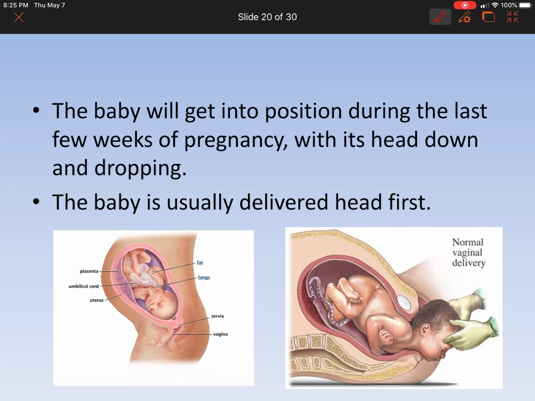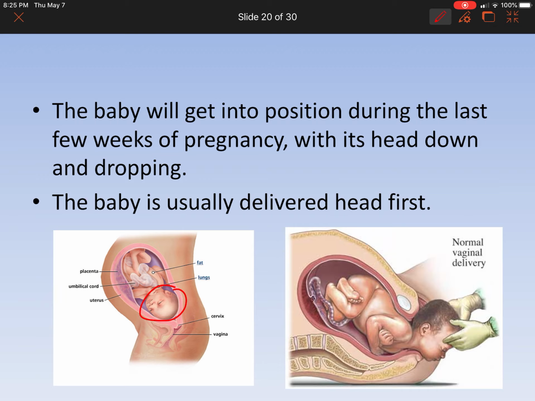So the baby gets into position during the last few weeks of pregnancy. Its head is down and it drops. Sometimes people will talk about that: the baby has dropped. So the baby has to come down here. Its head is entering the birth canal here. So it's got to be upside down.